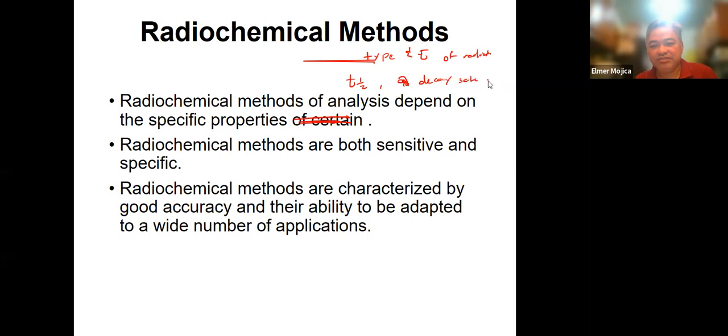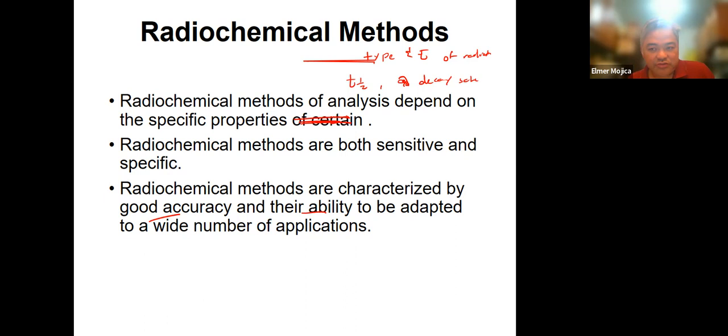So what does that mean? Beta decay, alpha decay, or gamma radiation. So the radiochemical methods of analysis depend on that. Now the good thing about these methods is that they are both sensitive and specific. And usually, radiochemical methods are characterized by good accuracy and their ability to be adapted to a wider number of applications. So you'll be surprised that it's really useful.